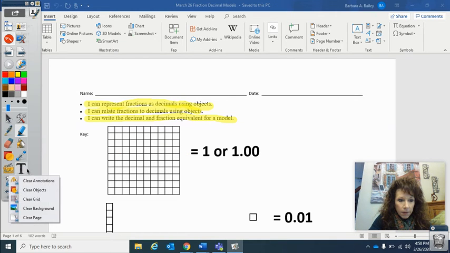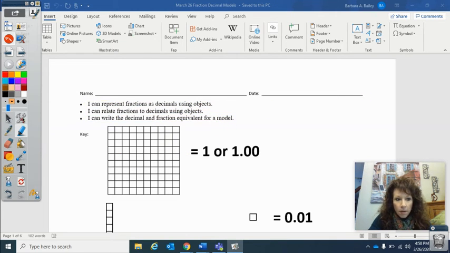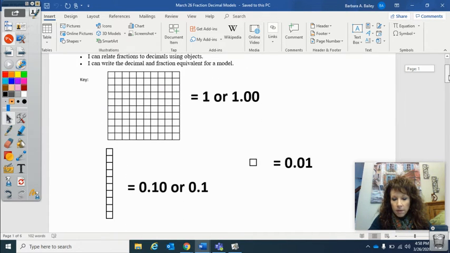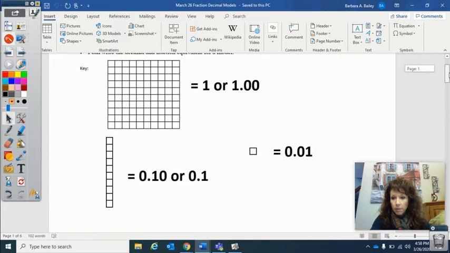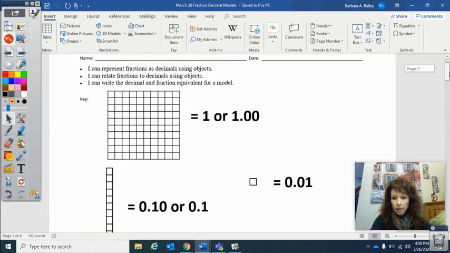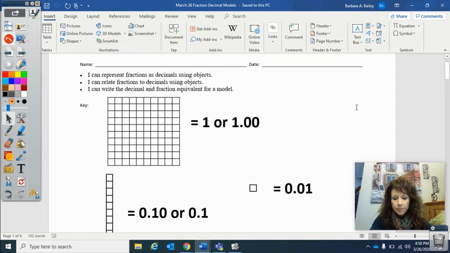All right, so I'm going to clear that out so I can scroll down. Hopefully you are able to pull this up and see this on your Chromebook. I tried to have it shareable to you as a PDF document that you can write on. But we have a key, so the key tells us what the pictures represent.